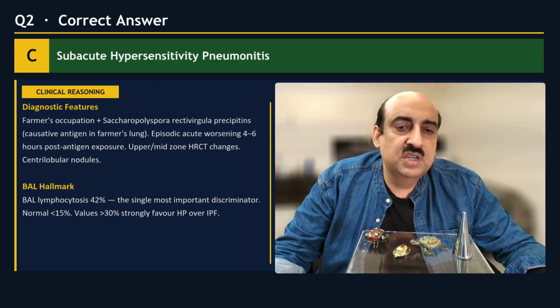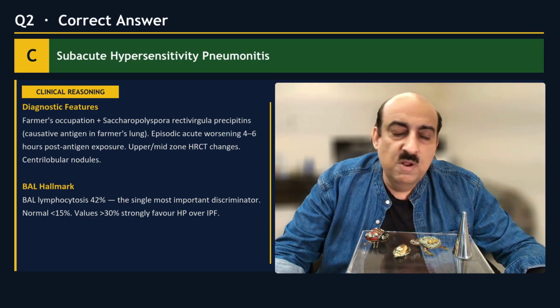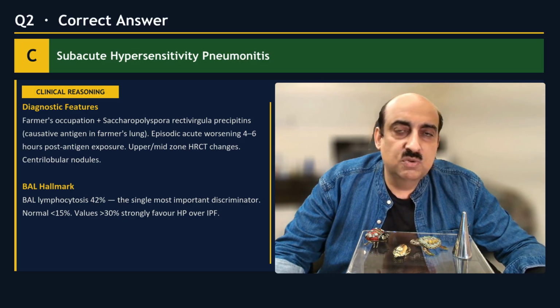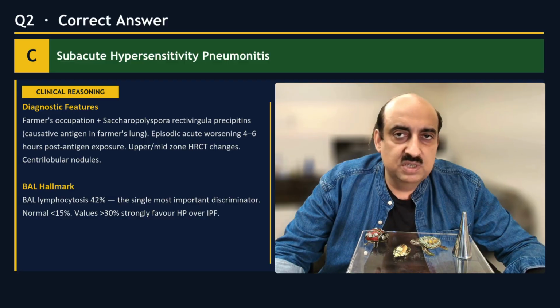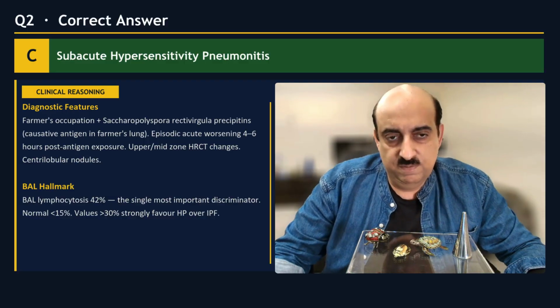And classic presentation on the HRCT is upper and middle zone involvement, and also with centrilobular nodules. The bronchoscopy is a hallmark. So BAL with lymphocytes of more than 15% and especially more than 30% is strongly suggestive of this condition.